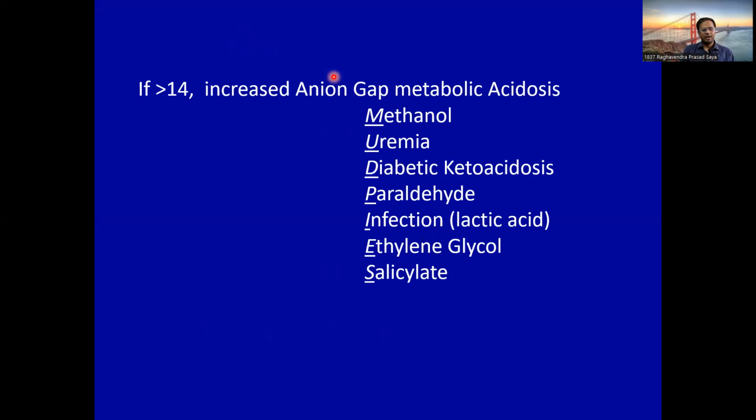So whenever the anion gap is more than 14, then you call it increased anion gap metabolic acidosis. So this increased anion gap metabolic acidosis is seen in a variety of conditions. The mnemonic is MUD PIES: methyl alcohol poisoning, uremia, that is renal failure, diabetic ketoacidosis, paraldehyde infection, isoniazid, lactic acidosis, ethylene glycol, and also salicylate poisoning. So in all these conditions, there is an increase in anion gap. Increased anion gap metabolic acidosis is seen in all these cases. Okay.